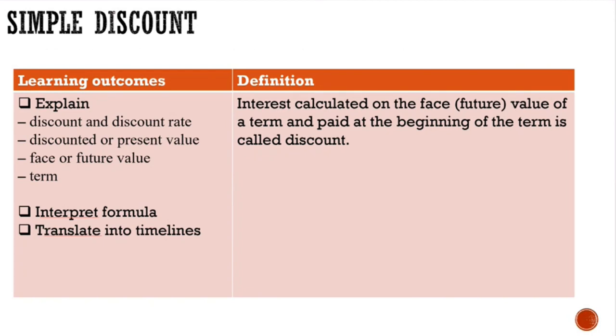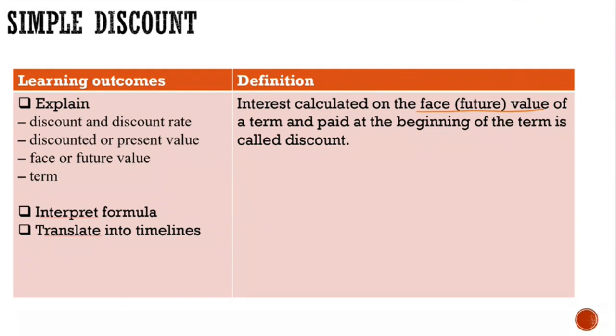Okay. This is a discount. Obviously, a discount has got something to do with negativity. Okay. So what is a simple discount? You need to know what is a discount and what is a discount rate. Okay. We need to interpret the formula and also translate into timelines. Okay. So a discount is an interest rate calculated on the future value.